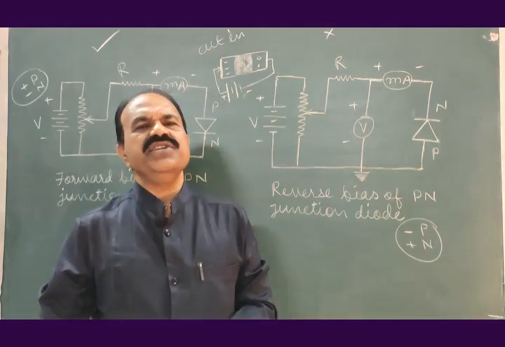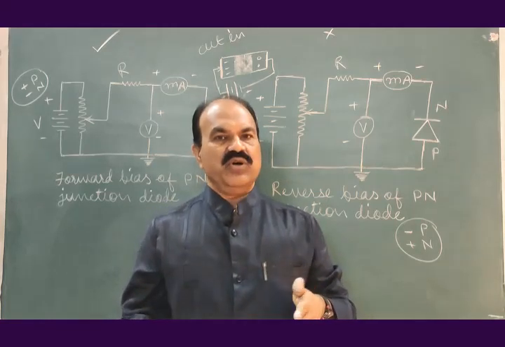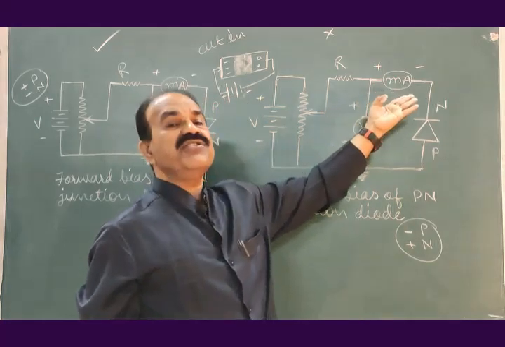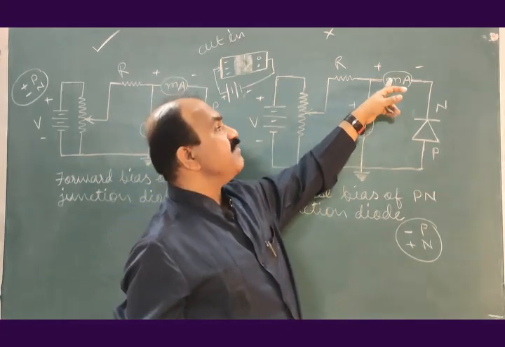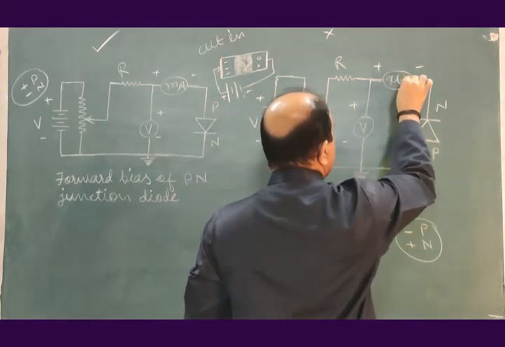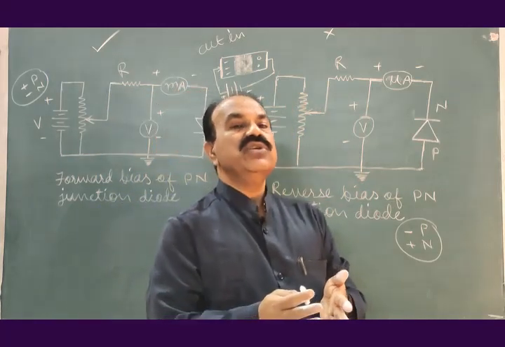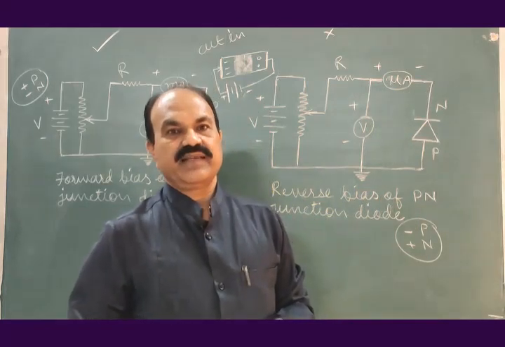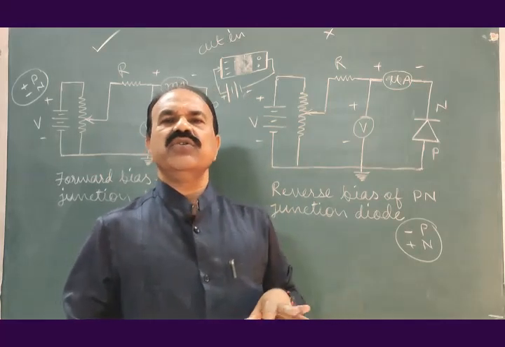But this current is negligibly small, ignorably small, very small, not measured by the milliammeter at all. I may need to replace the milliammeter by a microammeter. Even if I replace the milliammeter by a microammeter, it is also not showing any current. The current shown may be very small, negligibly small.